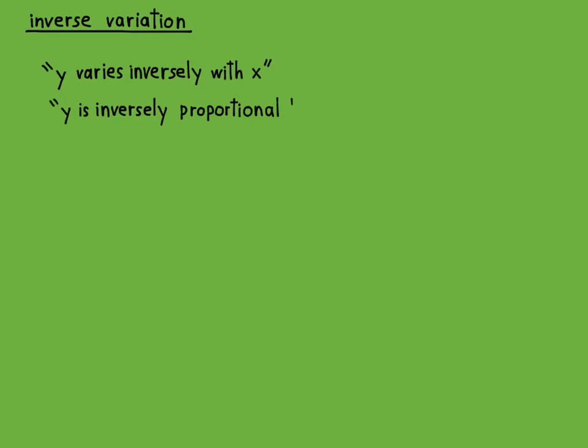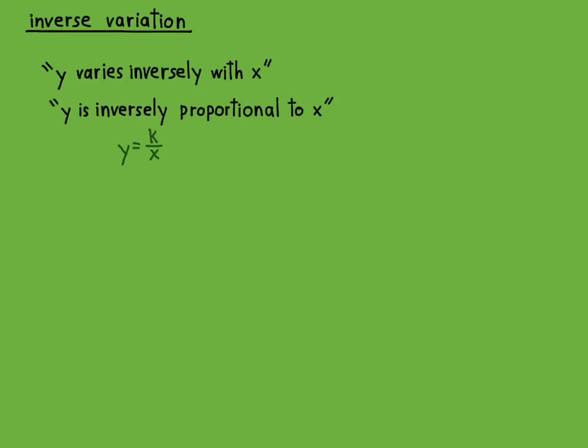Inverse variation. Y varies inversely with x is one way to say this. The other is y is inversely proportional to x. And what it means is y equals k over x.